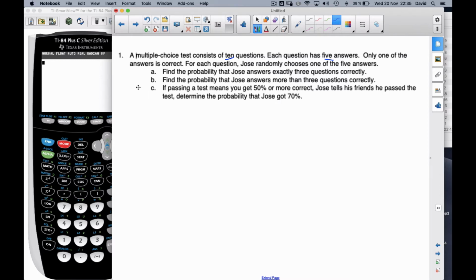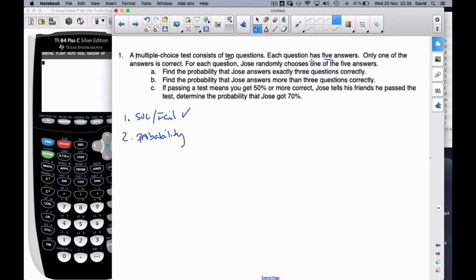Okay, so if we think about this question, we have to think about our conditions for binomial. And so the first one I want to say, is there a success-fail condition? Well, I either get the question right or I get the question wrong. So this one is good. The second one is the probability from trial to trial. Is it the same each time?